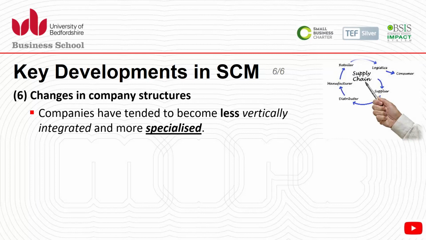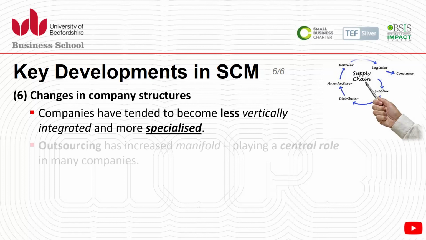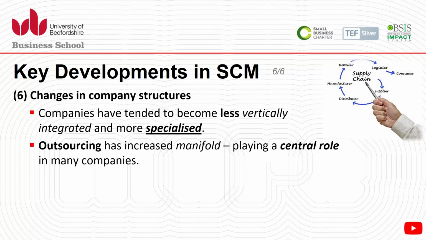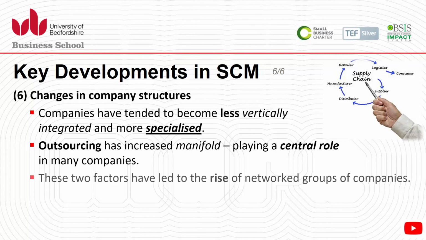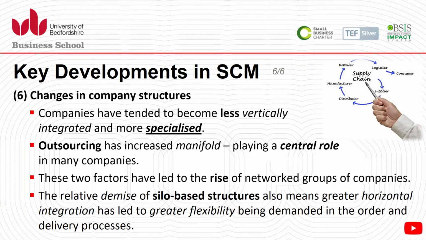We know this is an important element. The change in company structure is another key development: the company processes, the way they are producing or offering services. Companies have tended to become less vertically integrated, rather horizontally integrated and more specialized instead. Outsourcing has increased manifold. It plays a central role in many organizations because many companies find it cheaper and faster to outsource part of the activities of the operation rather than do them in-house, and that is both economical and more efficient.